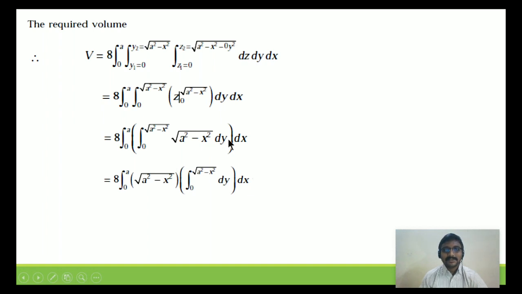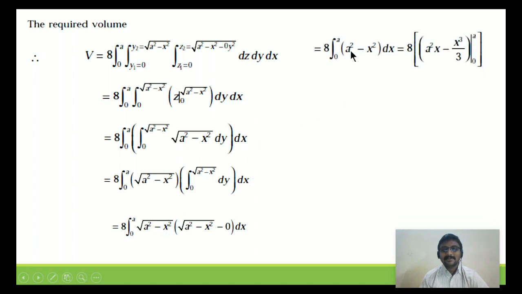The integration with respect to y is y, with limits 0 to root of a square minus x square. Again substituting the upper limit and lower limit. Root of a square minus x square into root of a square minus x square is a square minus x square, because square and root get cancelled. The integration of a square is a square x, and of negative x square is negative x cube by 3. Substituting the upper limit a and lower limit 0, we have 8 into a cube minus a cube by 3.